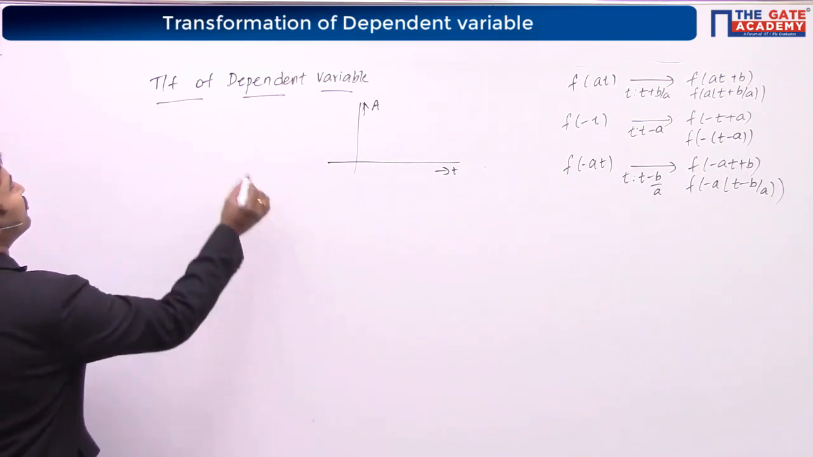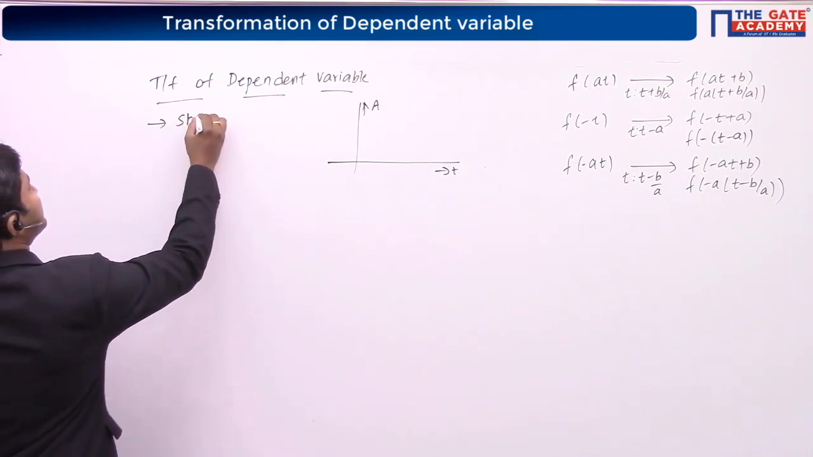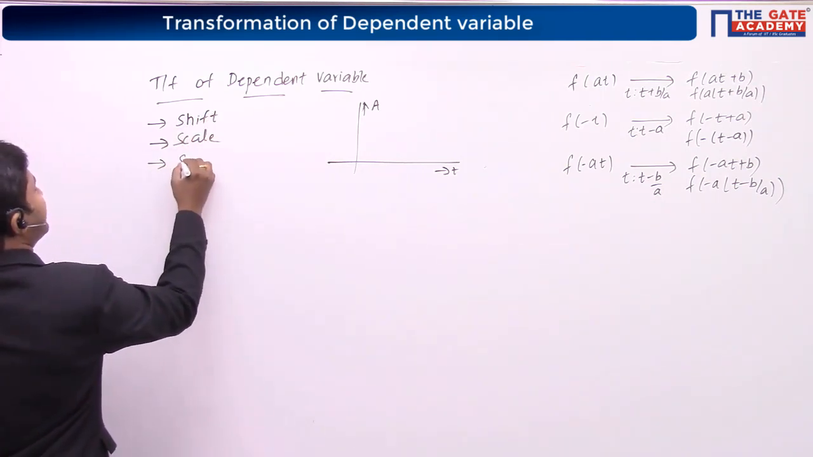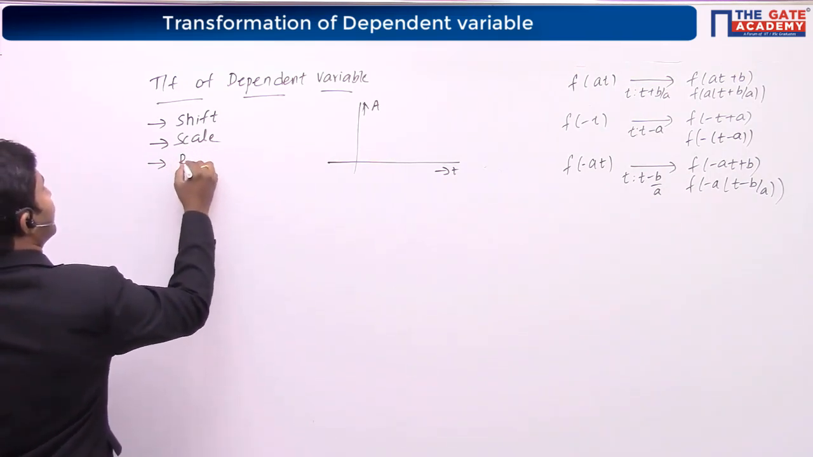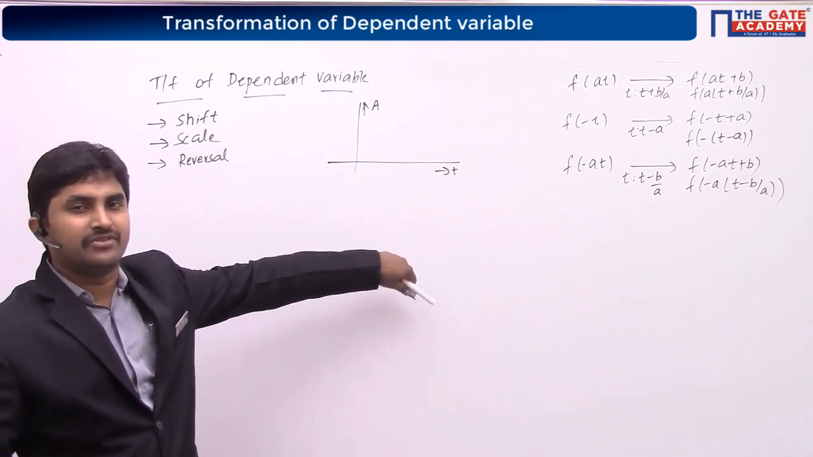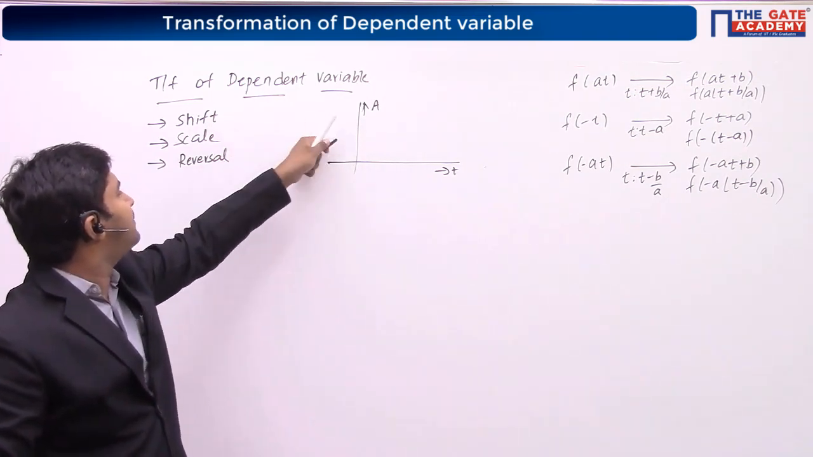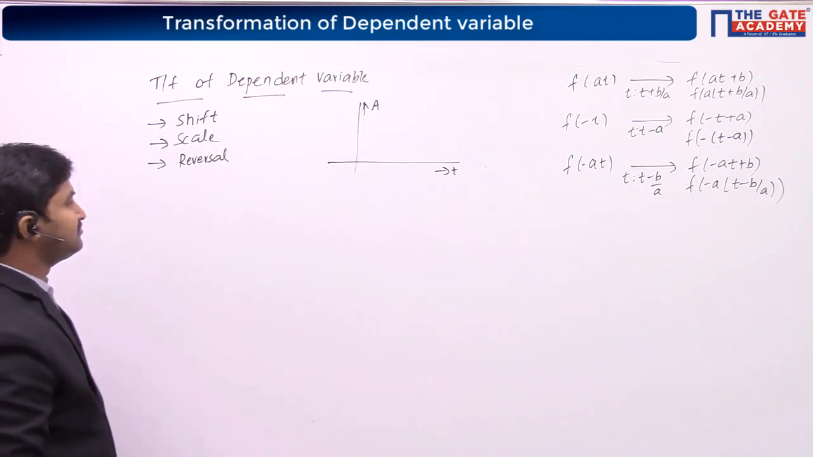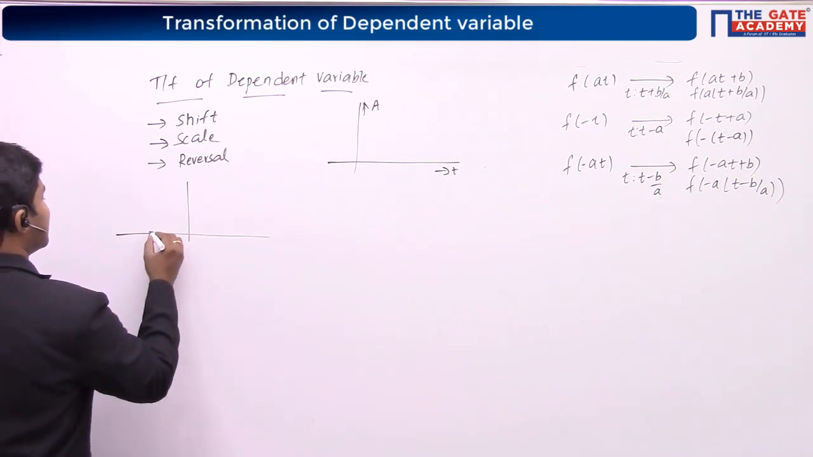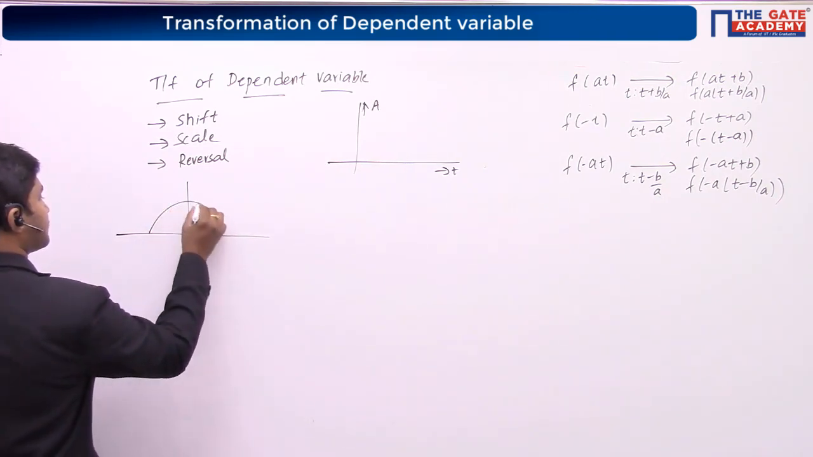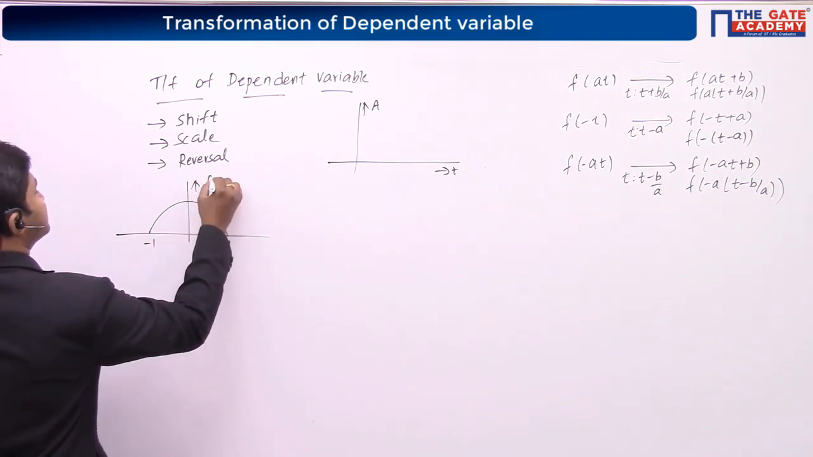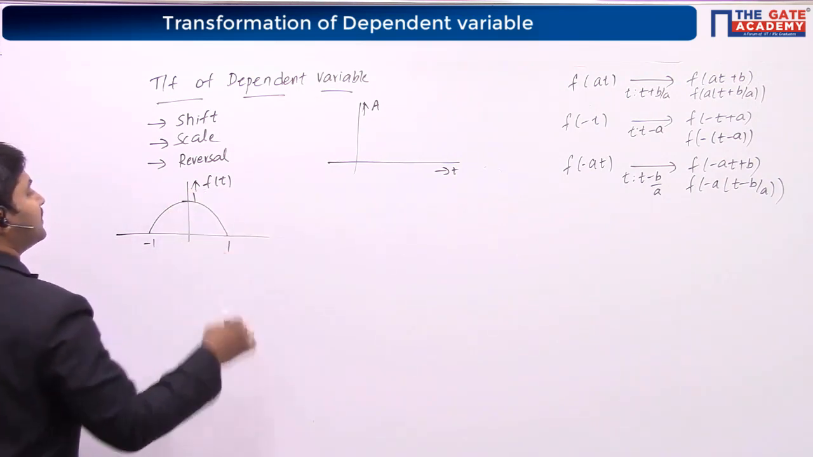Okay, so we can also have shifting, scaling, reversal here. But this will not be time shift, time scale, time reversal. It will be amplitude shift, amplitude scale, amplitude reversal. For example, if I have a signal, let us say something like this, from minus 1 to 1. This is my signal f of t and let us say the amplitude value is 1.